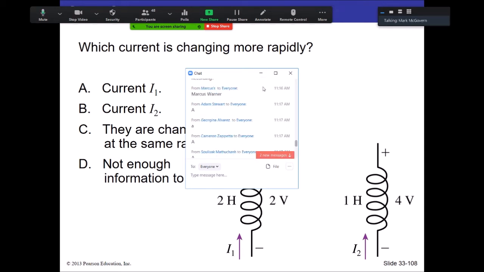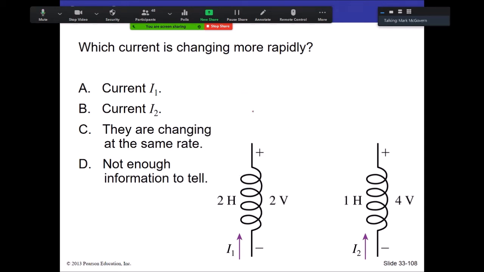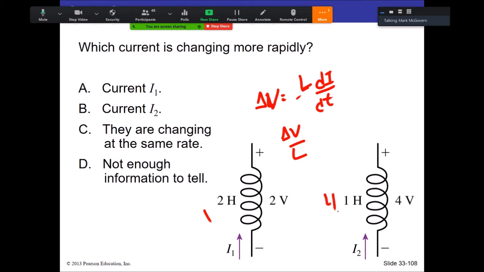Well, I see kind of everything out there. Let's write up these equations again. The potential difference is minus L di/dt, right? So if we're trying to figure out where the current is changing more rapidly, we want to create a ratio of delta V over L. If I do delta V over L here, that's 1. And if I do delta V over L here, that's 4. So the answer is B.